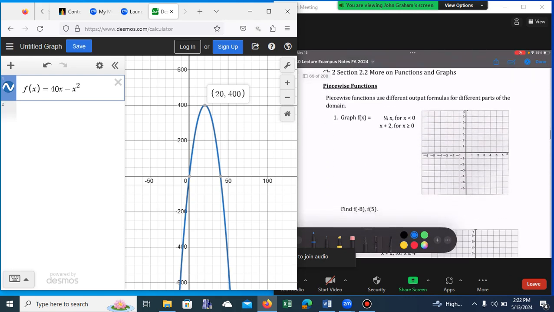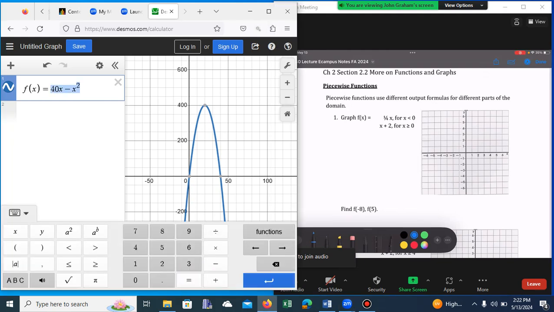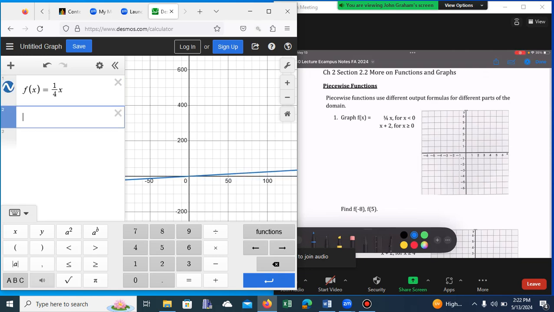All right, piecewise function. We actually already saw one, and that was the absolute value function. It's a piecewise function. For this, I'm going to do this in Desmos. So we'll have 1/4 x as one piece of this, and we'll have, I'm going to call this f of x, otherwise it won't graph it. It's the same as x plus 2.